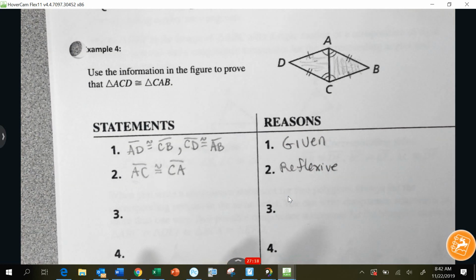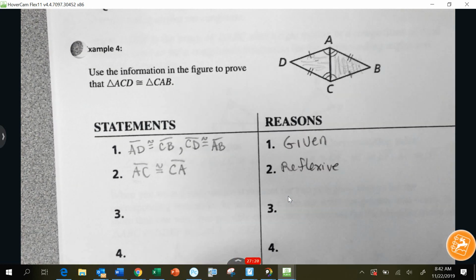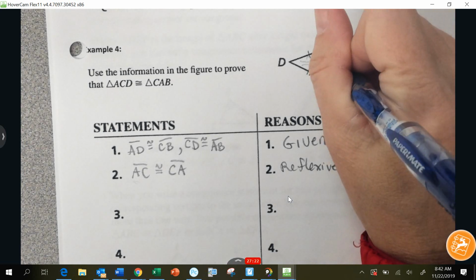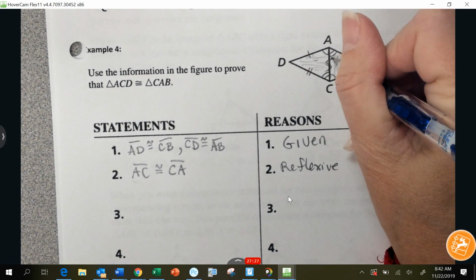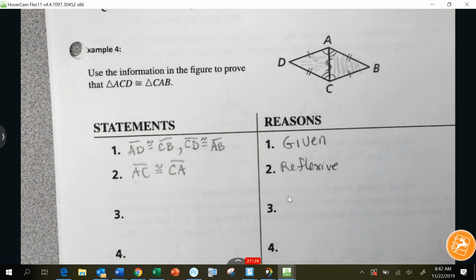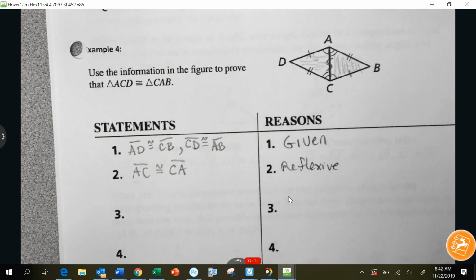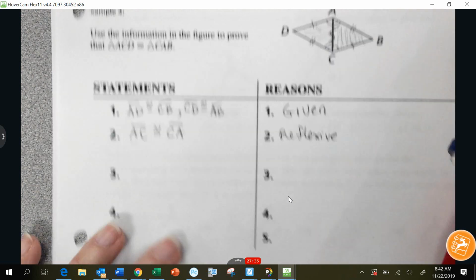So far, we have all three sides congruent. Usually, when it's the same side, I mark it with an S for same. Because how else do you mark that side congruent to itself? I don't know. Same. All right.